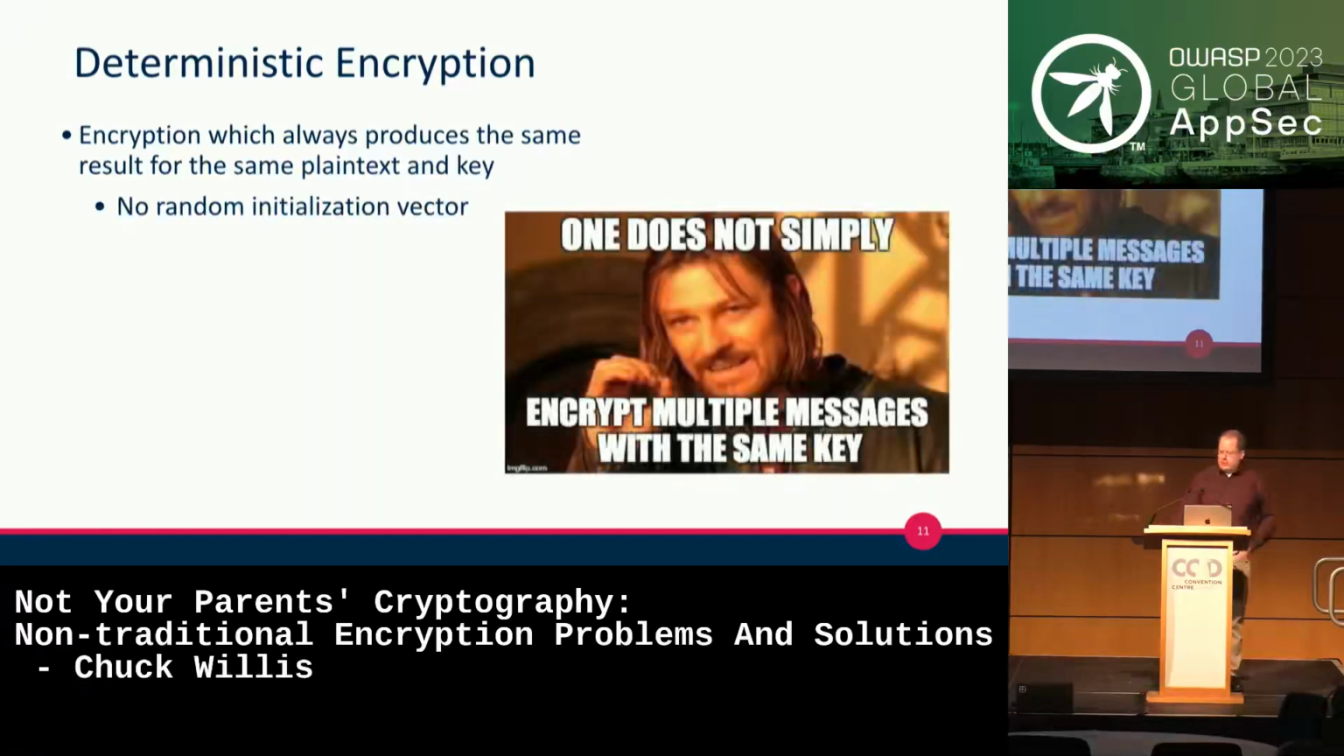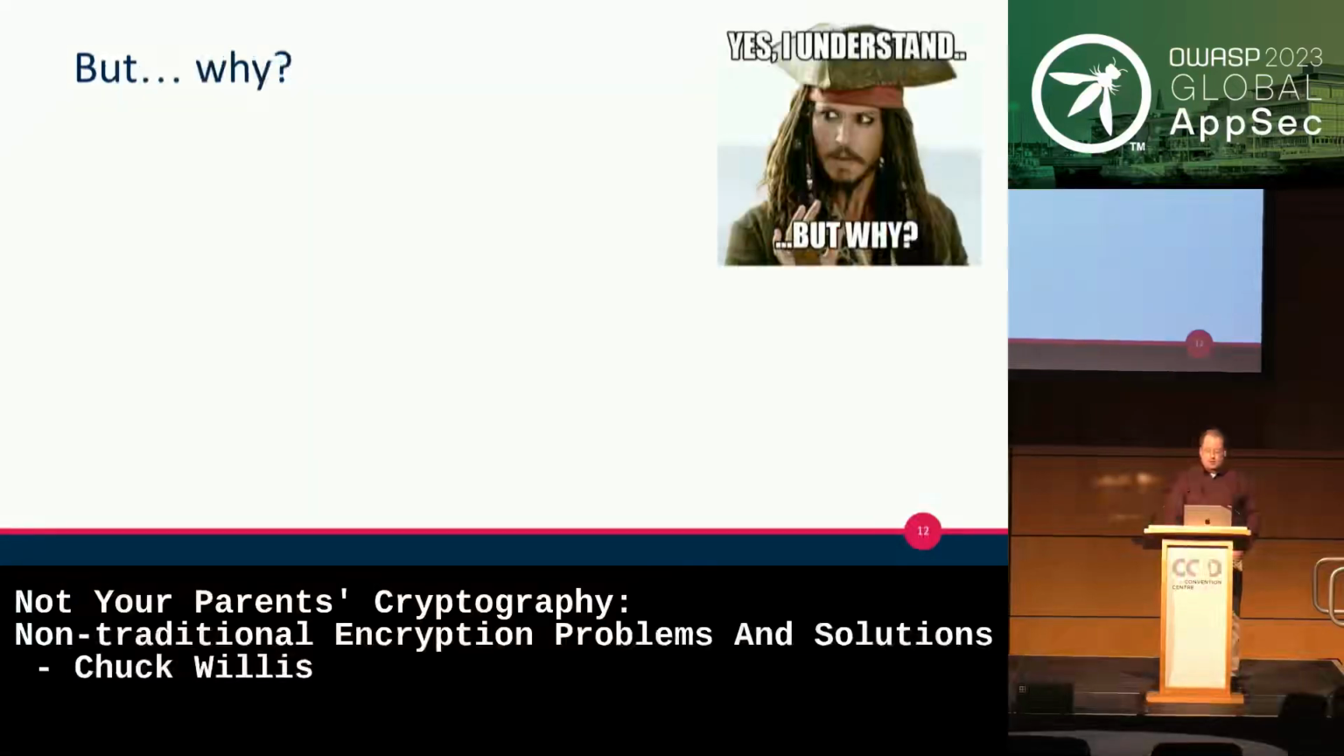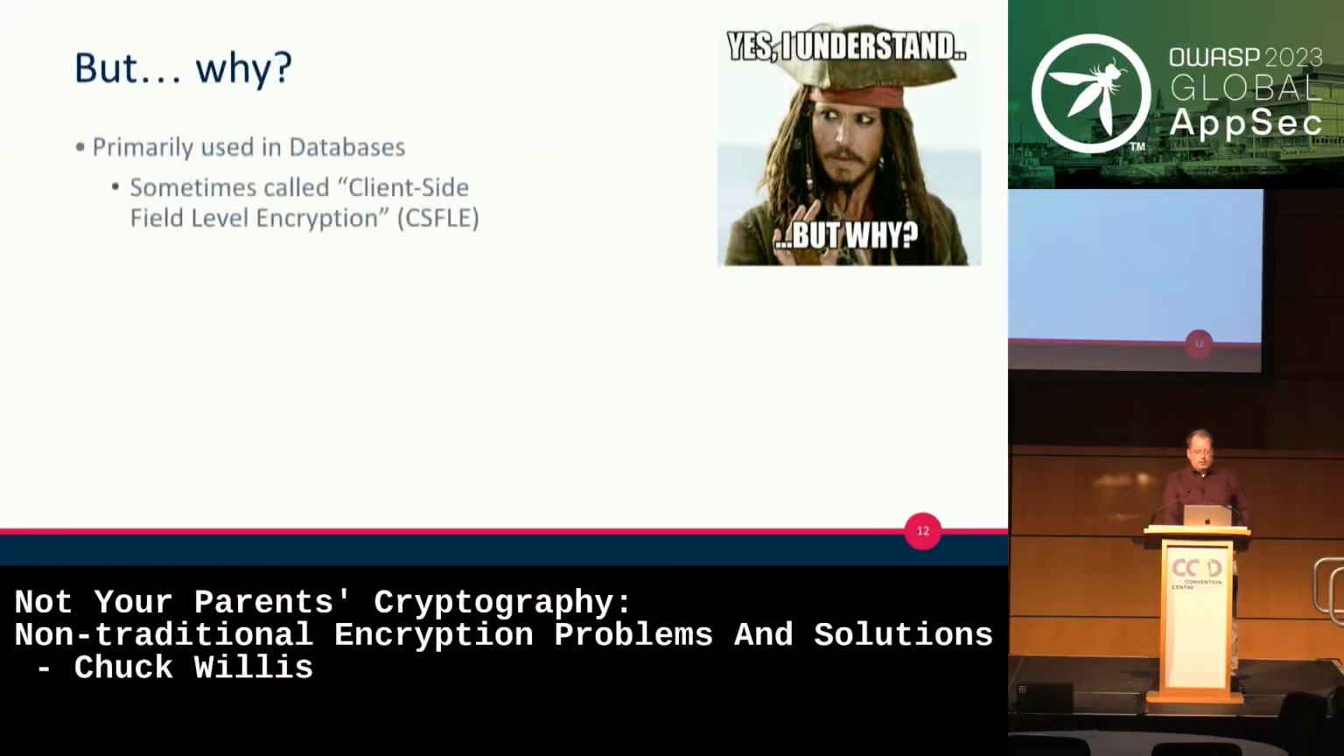And so it breaks that advice here, where it's like, well, no, we actually do encrypt the same message, multiple messages, with the same key, because it gives you properties that are useful in some cases. So, what are those properties? Why would you want to do this? Well, it's primarily in databases. MongoDB calls this client-side field-level encryption. Other databases call it something similar.